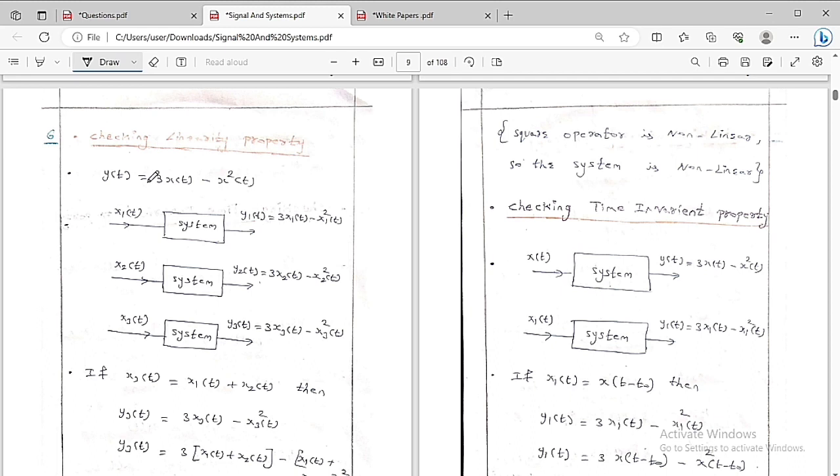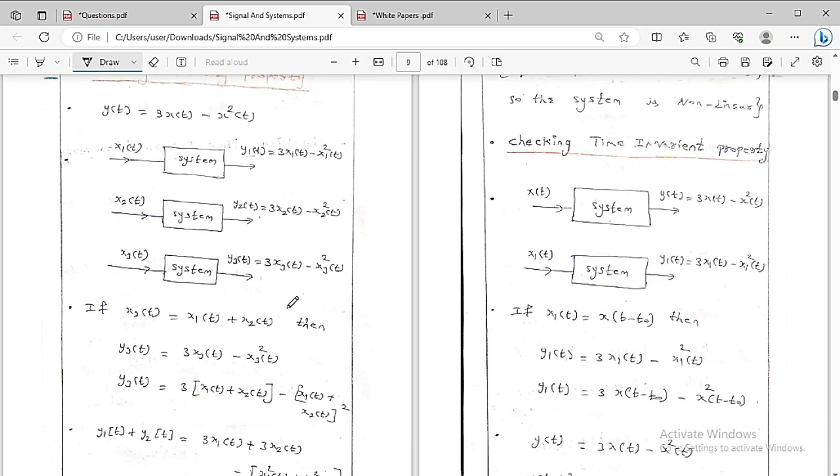For a given system, if the input is x of t, then what is the output? Output y of t is equal to 3 into x of t minus x of t whole square. In the same system, the input is x1 of t, then the output y1 of t is equal to 3 into x1 of t minus x1 of t whole square. With input x2 of t, y2 of t is equal to 3 into x2 of t minus x2 of t whole square. Similarly, with input x3 of t, y3 of t is equal to 3 into x3 of t minus x3 of t whole square.